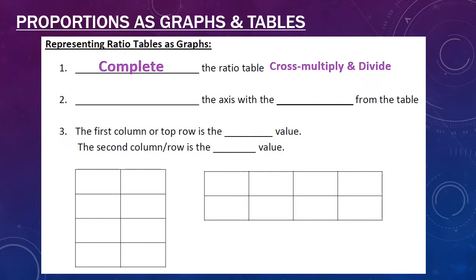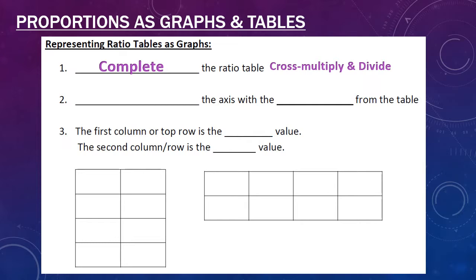Sometimes they're going to give you the first sections, and then you would just multiply by your factors to fill in that table all the way. Multiply by 2, then multiply by 3, then multiply by 4. Sometimes they may have different ones filled in, and then you'll cross multiply and divide to fill in the ones that are missing. It depends on how it's set up.